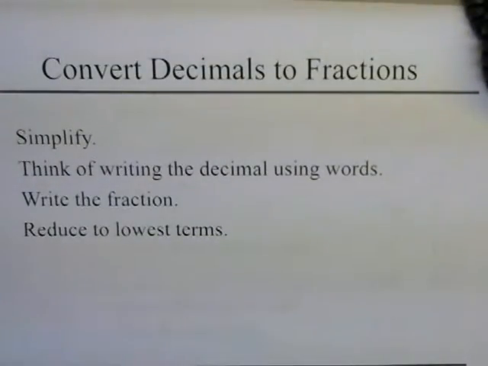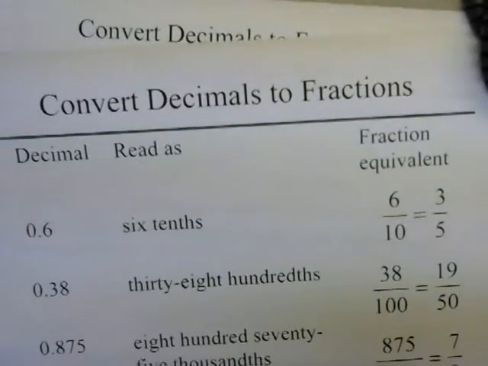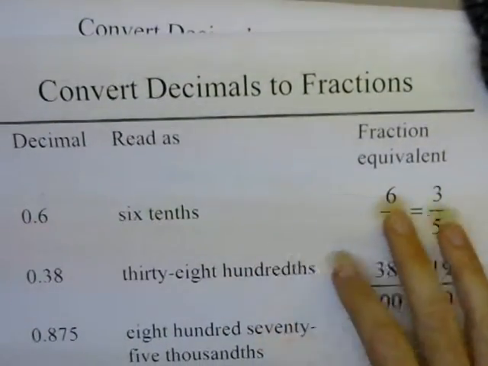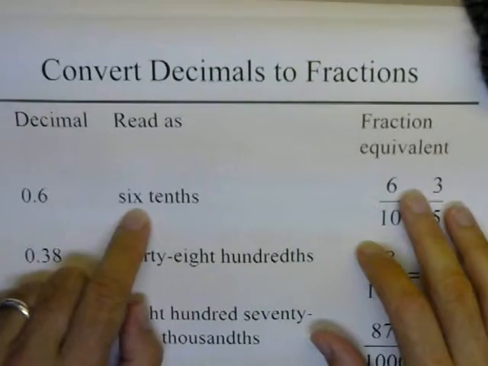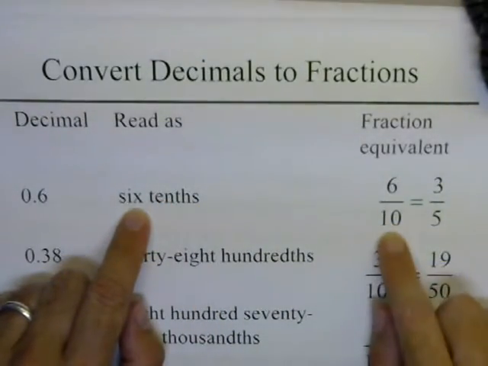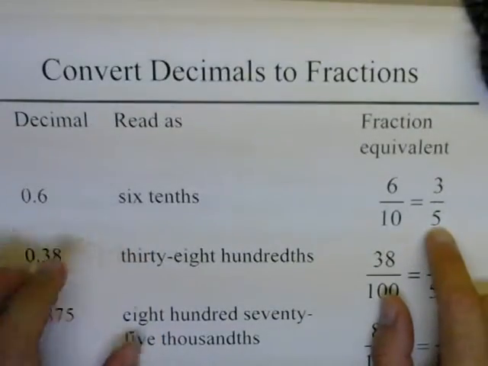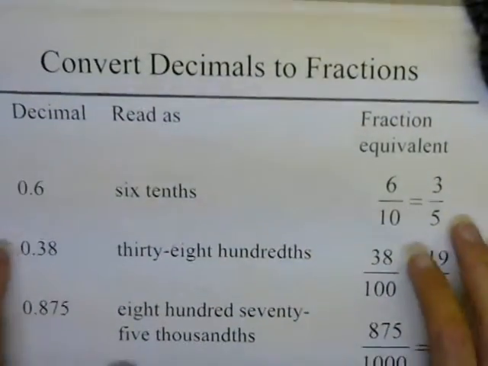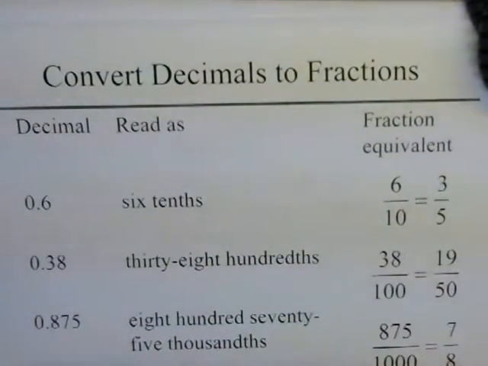So when you convert a decimal to a fraction, you basically think of writing the decimal using words, and then write the fraction and then reduce to lowest terms. So here's an example. 0.6 would be 6/10, so that would basically mean you have 6 out of 10 equal parts, and then you can reduce that to 3/5. And so you should always try to reduce fractions as much as you can.